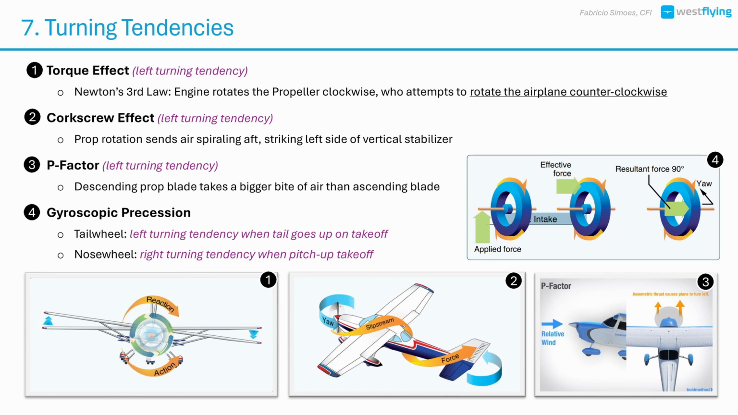Gyroscopic precession. In tailwheel aircraft, when the tail rises on takeoff, the gyroscopic force of the spinning propeller disc acts 90 degrees ahead in the rotation, creating a yawing moment, usually to the left. In tricycle gear aircraft, this is less of a factor, but can cause a right-turning tendency during abrupt pitch-up if precession is significant. Knowing these tendencies helps you anticipate and correct them, typically with right rudder during takeoff, roll, and climb.